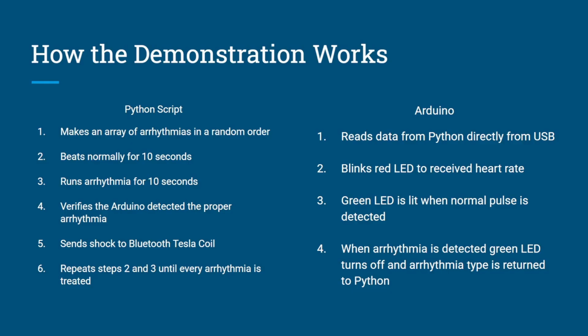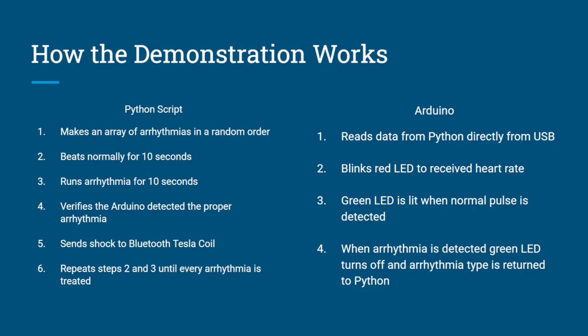And then the steps 2 and 3 of beating normally and then running arrhythmia will repeat until everything is treated and the simulation completes. On the Arduino side of things, we have it reading data directly from the USB connection to Python as that 10-bit ADC value I mentioned earlier. And then the red light will blink to the received pulse based on the threshold detection that I also explained earlier. And then the green LED will stay lit as long as a normal pulse is detected.